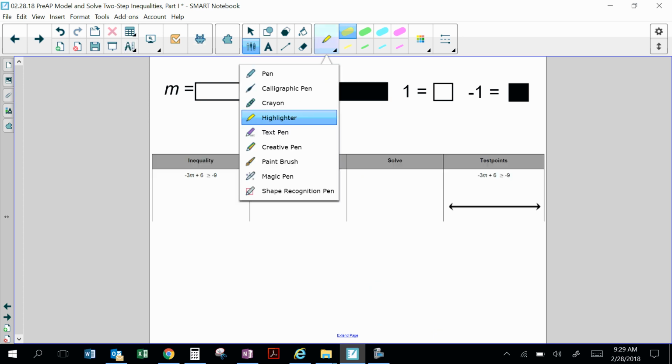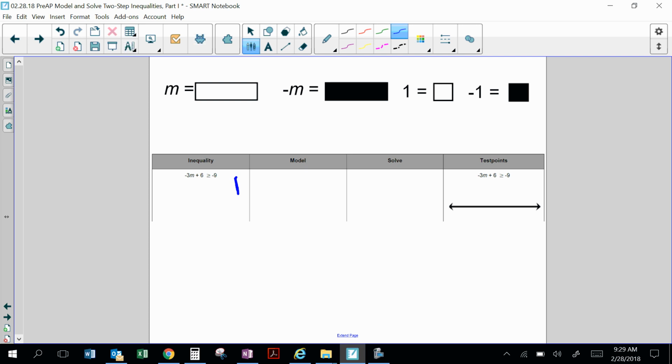Next one. I would like you to draw this one. So draw negative 3m plus 6 greater than or equal to negative 9.